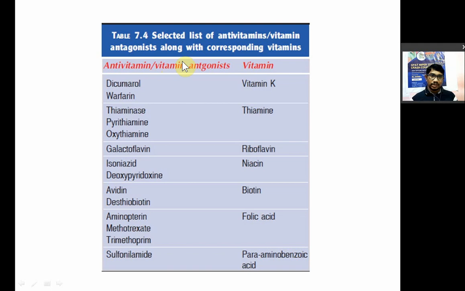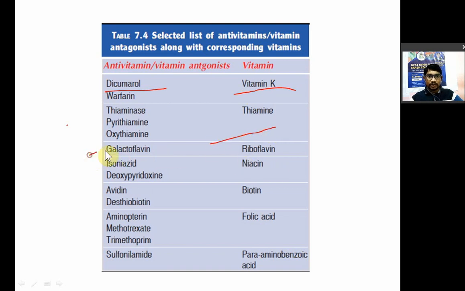So you might have seen this. In the last session we have seen this. These are vitamins and their antagonists. The antagonists for vitamin K are dicumarol and warfarin. Pyrithiamine, thiaminase and oxythiamine are the antagonists of the thiamine vitamin.